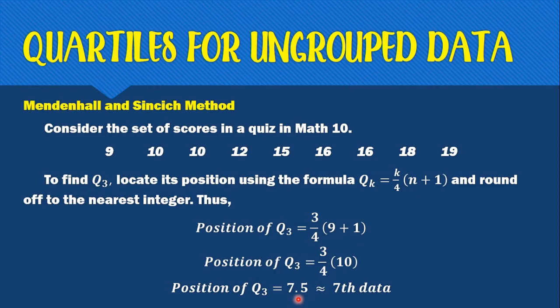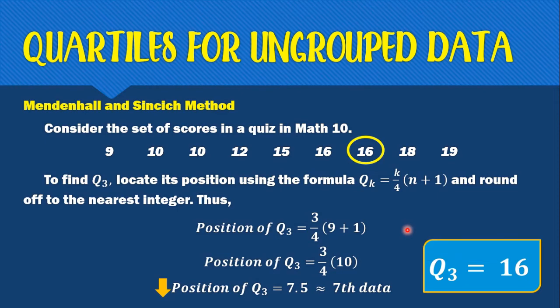And the rule here in finding the Q sub 3 value for the quartiles for ungrouped data, we need to round down. So we have 7.5 rounding down, we have the 7th data. Now the 7th data among the arranged data here will be 16. So our Q sub 3 or the upper quartile value will be 16.